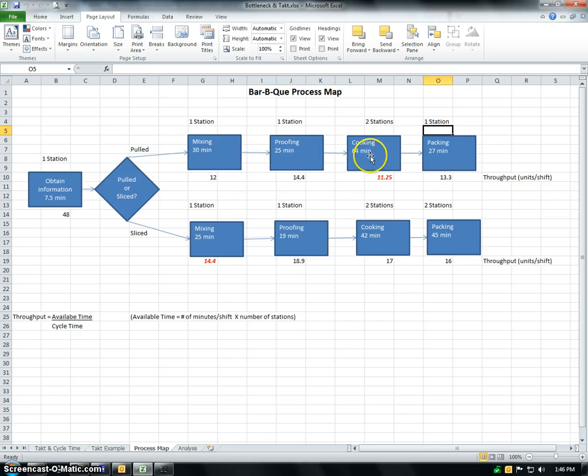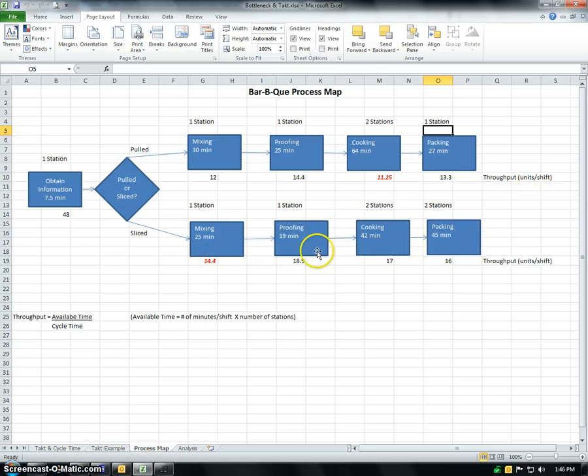Look down here at cooking, a little bit different calculation. Our available time is a number of minutes per shift, so we've already said that's 360 minutes every shift, times the number of stations, so it's times 2 stations. So we have 360 minutes times 2 stations, so we really have 720 minutes worth of processing time there, and we're still going to divide by the cycle time of 64. That's going to tell us we can process 11.25 orders or 11.25 units per shift.